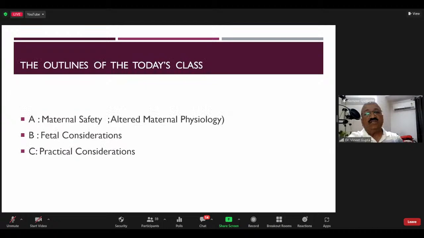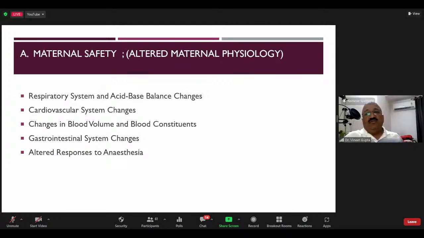The outline of today's class is first, maternal safety and altered maternal physiology; second, fetal considerations; and third, practical considerations. Maternal safety or altered maternal physiology, as ma'am already discussed, has 5 main systems which are affected physiologically. One is the respiratory system and acid-base balance. Second is cardiovascular. Third is blood volume and blood constituents. Fourth is GI, and fifth is altered response to anesthesia. We will take it in broad lines.